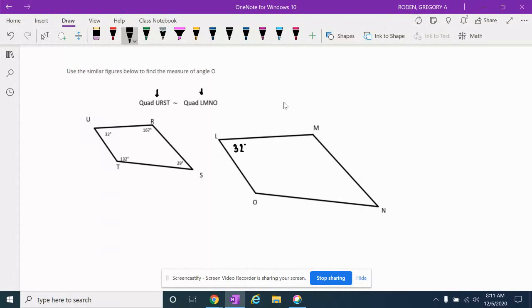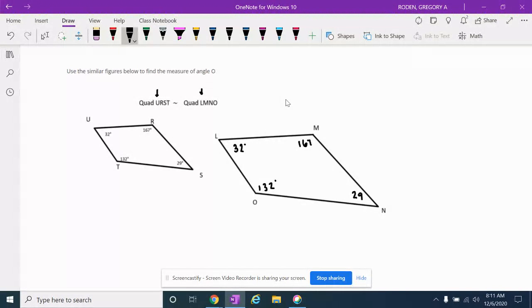R is 167. So this is so easy. See that? And then R is 167. So R and M correspond to each other. S is 29. So N and S correspond with each other. So this is 29 here. And then T is 132 here. So T and O correspond to each other. So that has to be 132 right here. And we're done.